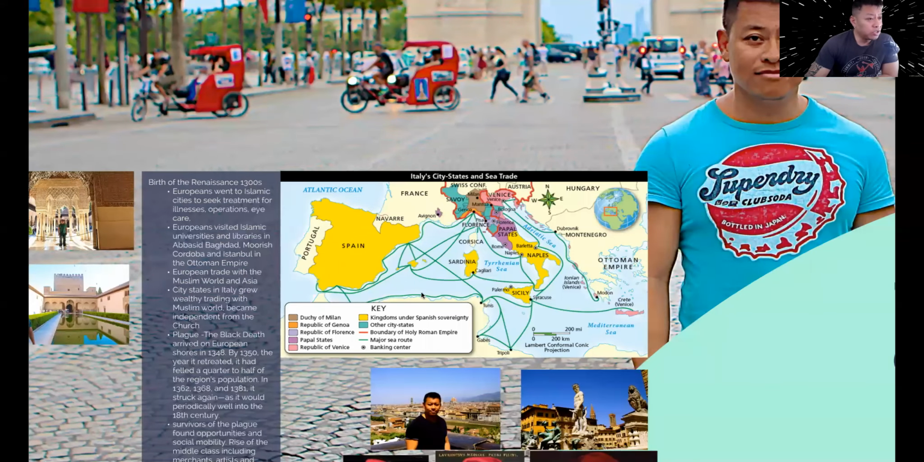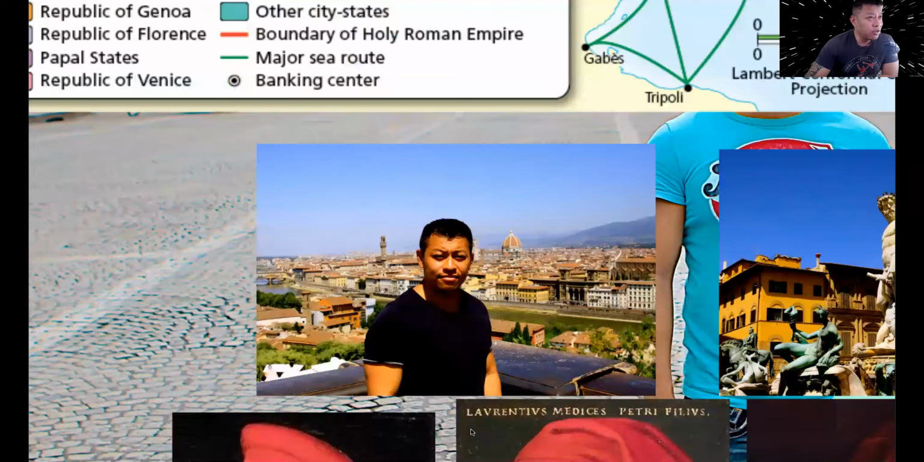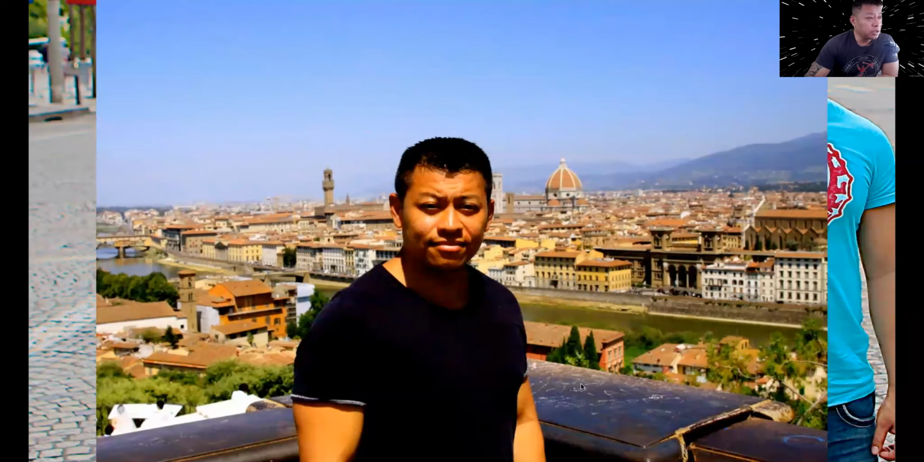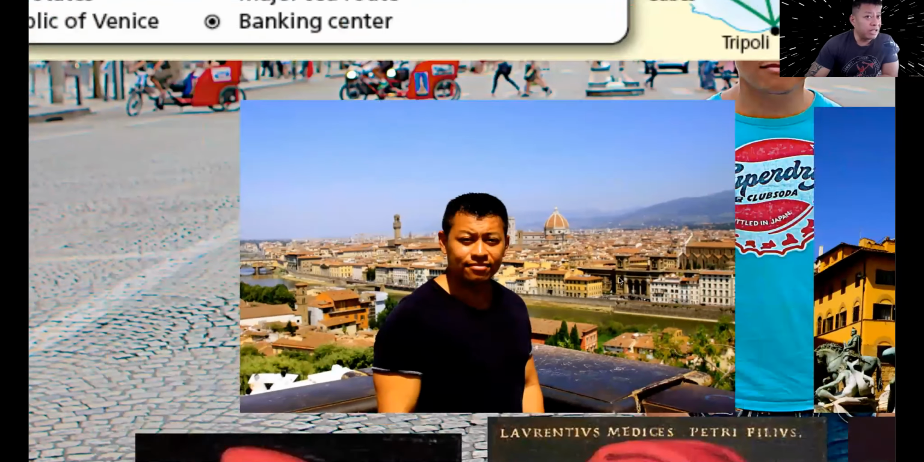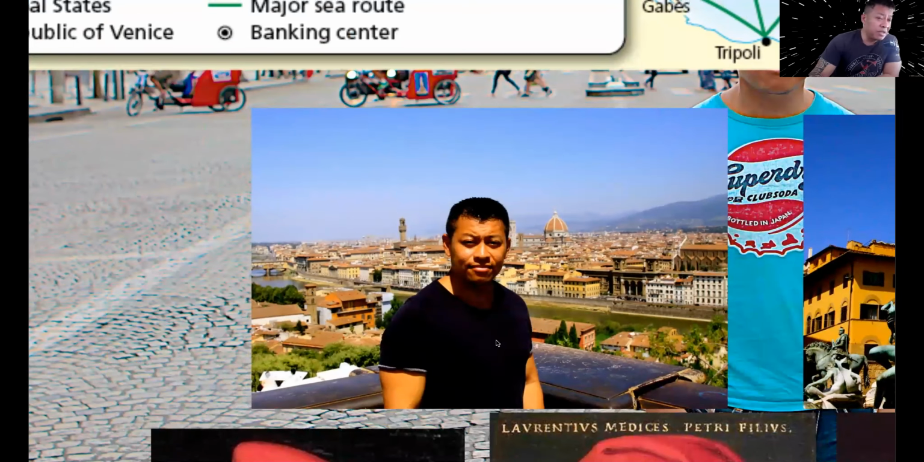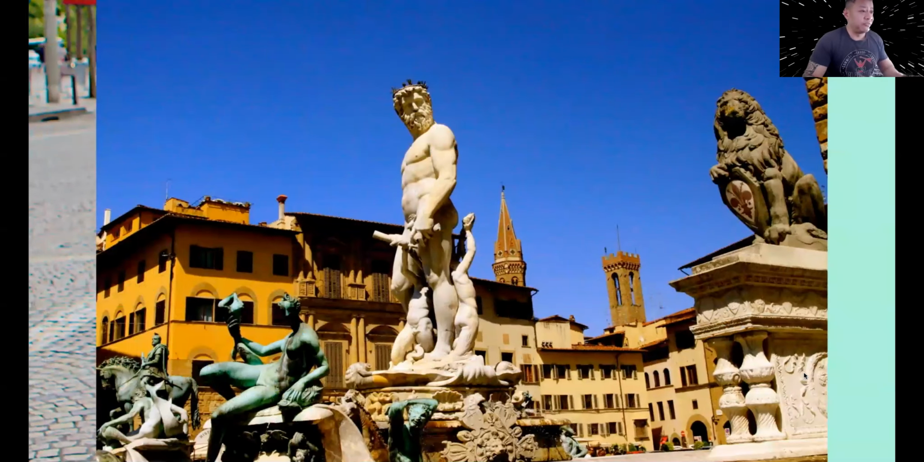If you want to know what Florence looks like, this is what Florence looks like. Here I am in Florence, standing over the city. The Renaissance happened in Florence first, as artists began to create art in the classical style to decorate the city of Florence. If you look at this picture, these are neoclassical art pieces decorating Florence.